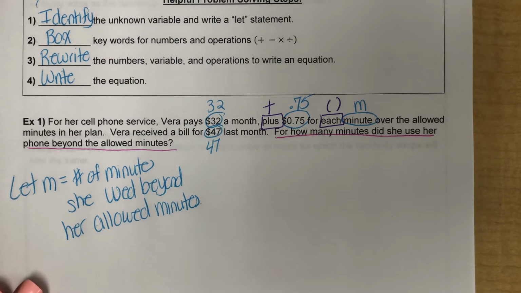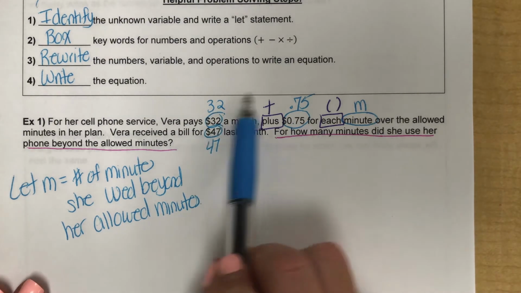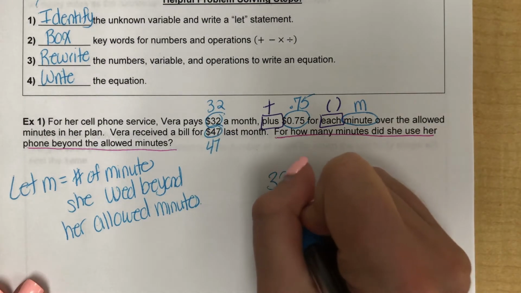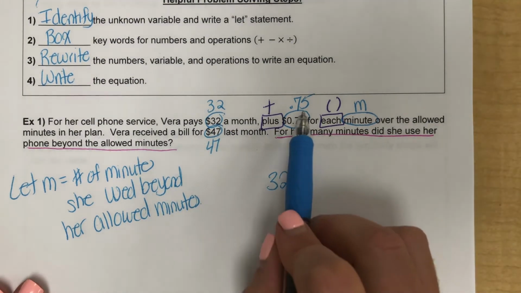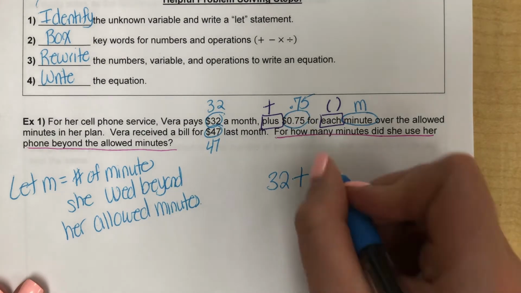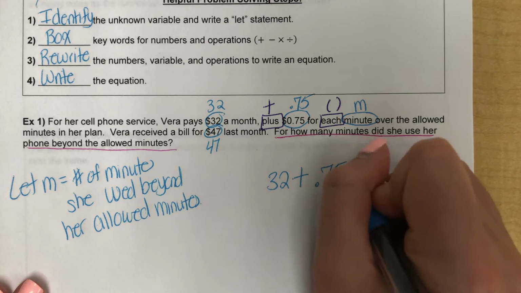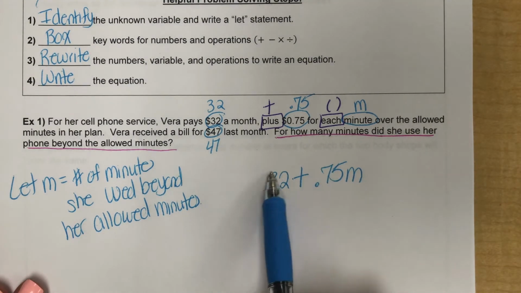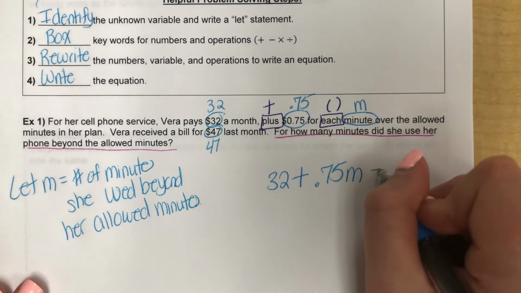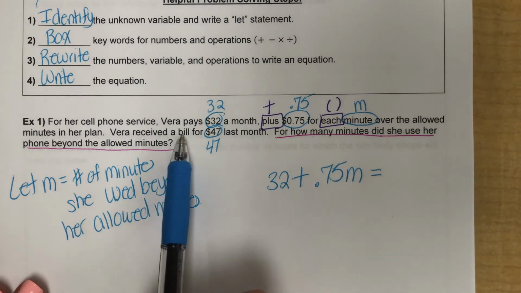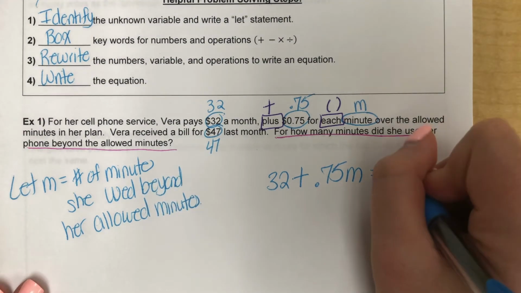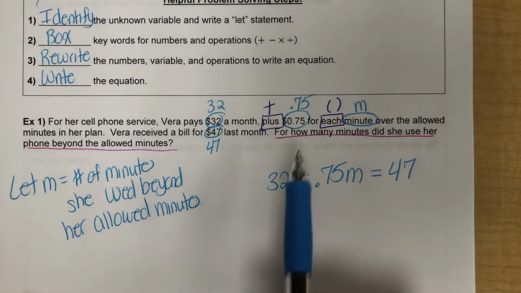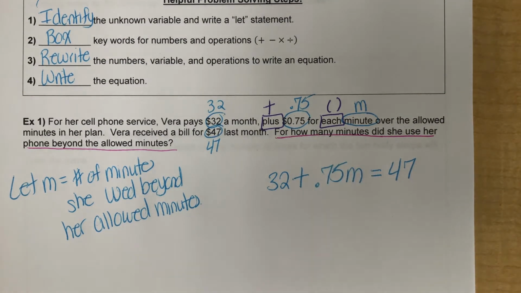So if I rewrite all the information that they gave me, it's 32 plus 75 cents times m. And I know it's a bill, so I'm going to add up everything that I'm paying and it should equal my total. Well, it says that her bill was $47. That's her total for the month. And then from here, I'm going to solve because the question asks how many minutes. I need to figure that out.